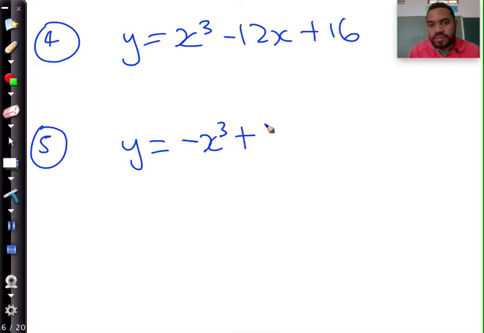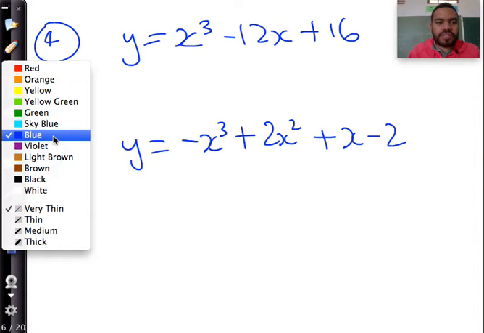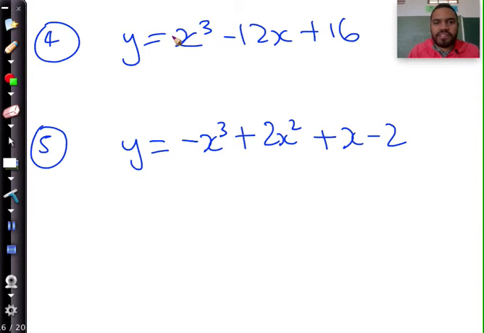Okay, negative x cubed, sure? Plus, right, plus x minus 2. Okay, so I'm going to leave you with that to do. Remember, this one has a positive a value here in front of the x cubed, so that graph's going to look like this. This one's going to have a negative value, so it's going to be more negative and look like that. Okay, so you do that.